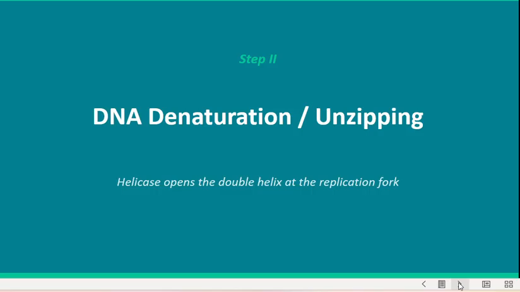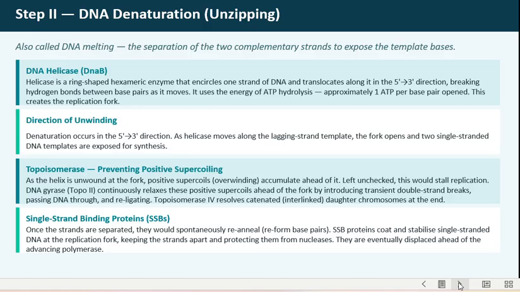So the next, we are looking at step 2, which is denaturation. So when it comes to denaturation, it can also be called what? Unzipping. So the helicase opens the double helix at this replication fork that has been identified at the origin of replication. So denaturation or unzipping simply means the DNA is being opened up. So let's move to the next part.